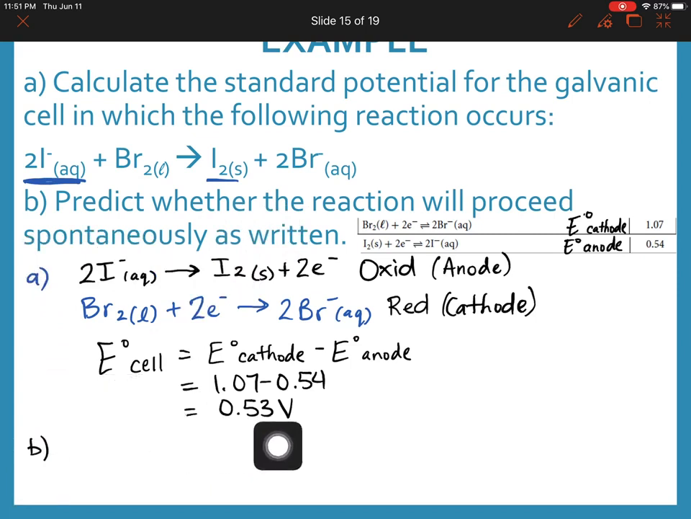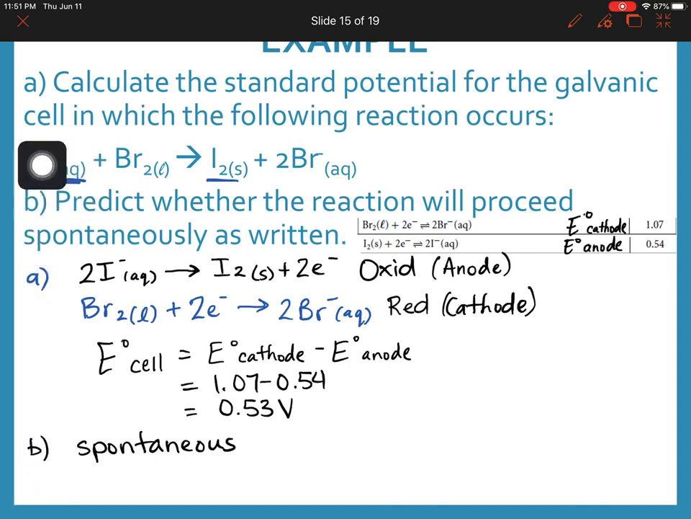And the way that I determine if this is going to proceed spontaneously is if the standard potential of the cell is a positive value, then that is a galvanic cell and it is spontaneous. If it has a negative value, then it would be an electrolytic cell, and so it's not spontaneous. You would need to apply electrical energy in order for that to happen in that direction.